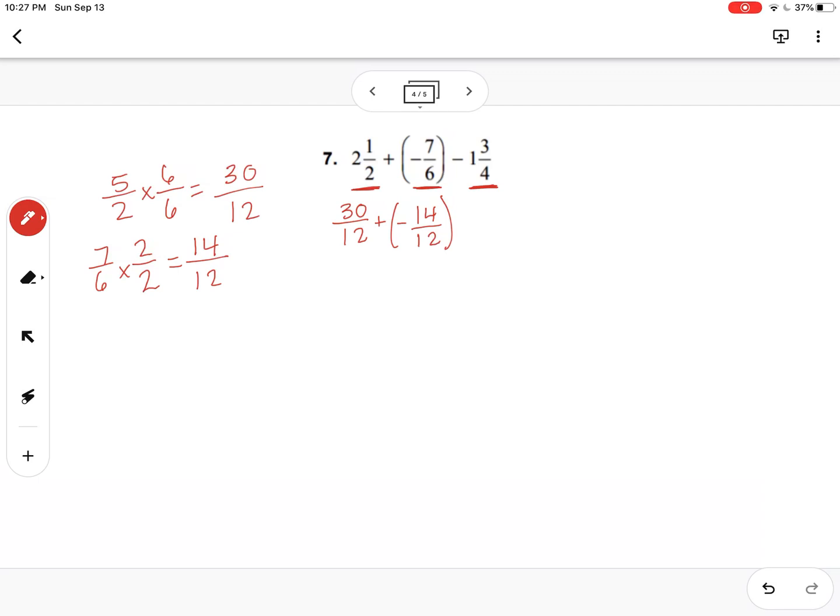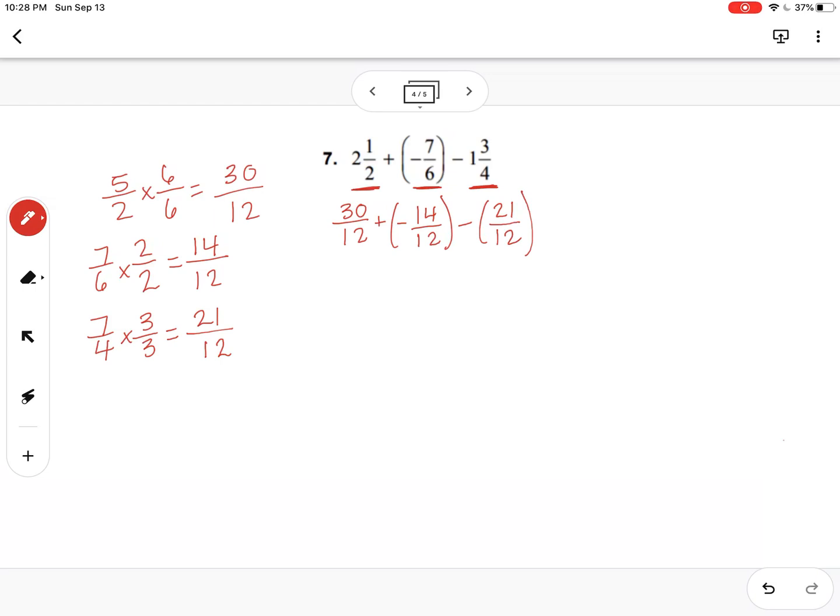And then we want to make that next one also the same denominator. Once again, I'm going to convert to an improper fraction. So remember when you do that, you take your denominator times your whole number. So 4 times 1 is 4, and then you add your numerator, plus 3 more is 7 over 4. And remember, we want the same denominator of 12. So what do we multiply 4 by to get 12? 3 is your answer. 7 times 3 is 21. 4 times 3 is 12. So we get minus 21 over 12.